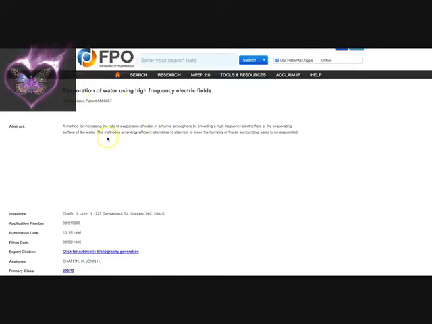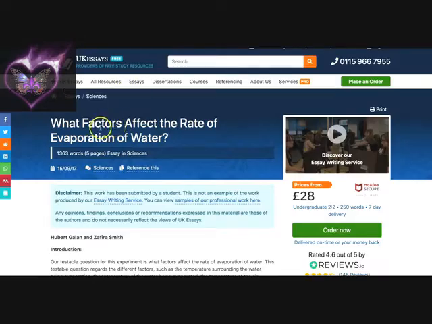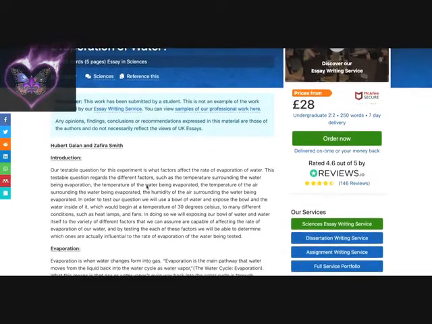So, yeah, same principle applies, right? It's basic stuff. It's not rocket science, to the debunkers and the trolls. Evaporation of water using high-frequency electric fields. Come on. Moving on. What factors affect the rate of evaporation of water?